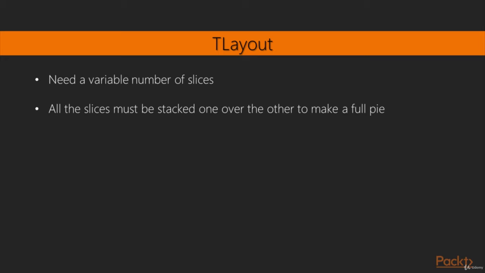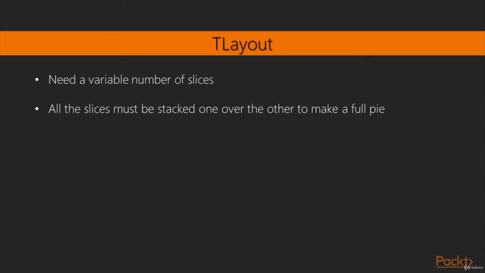The first step to design your GUI is to slow down and think about it. We need a pie chart, don't we? So, is there a primitive shape or component in the FireMonkey library able to draw a slice of pie? Yes, there is the TPie control, but we need a variable number of slices, and all the slices must be stacked one over the other to make a full pie. Where could we put these dynamically created slices? Obviously in a TLayout. This is the basic idea behind the video.